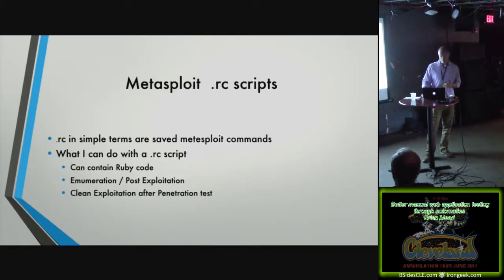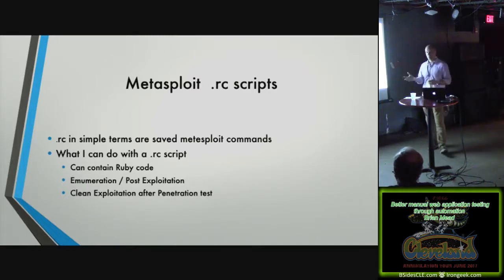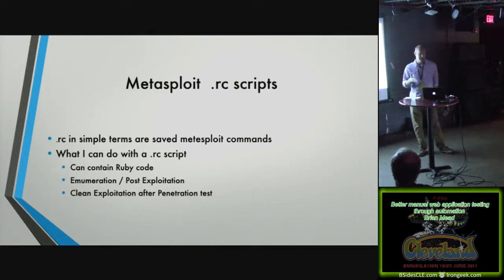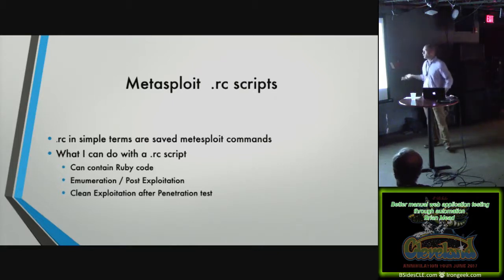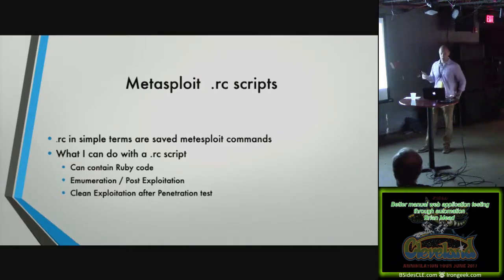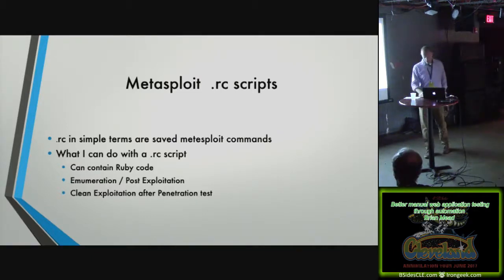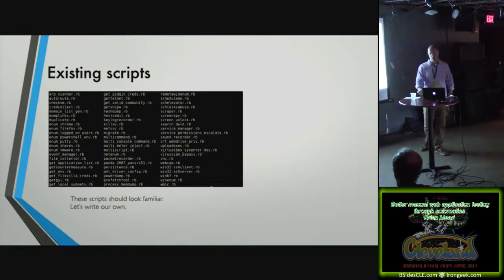The scripting engine is still there. So there's scripts, and there's also RC files, like basically resource files. So these are recorded commands that can be played back in Metasploit, kind of like a bash RC file. So it can contain Ruby code. A great example is you can use this for enumeration or post exploitation, and you can also clean up after exploitation and after the engagement's over.